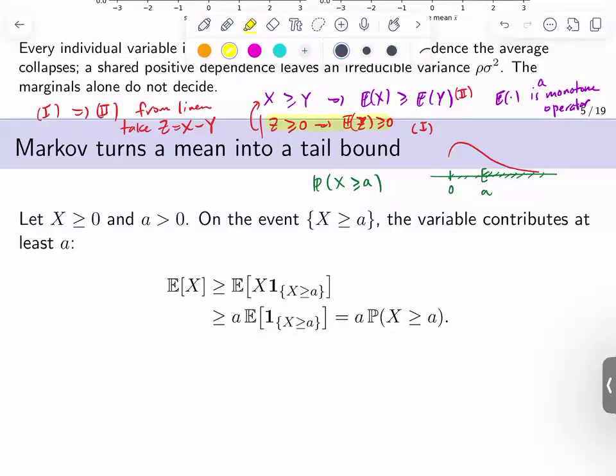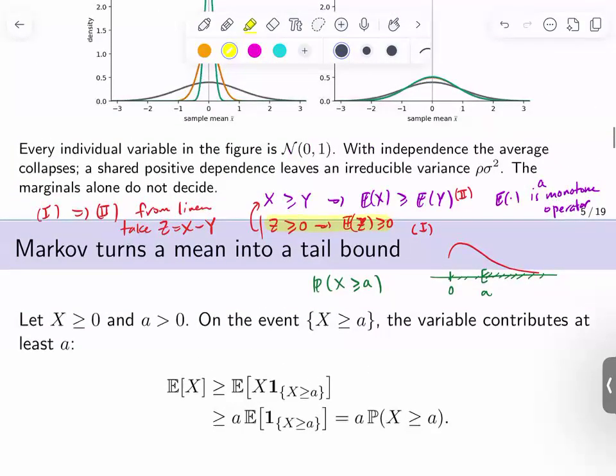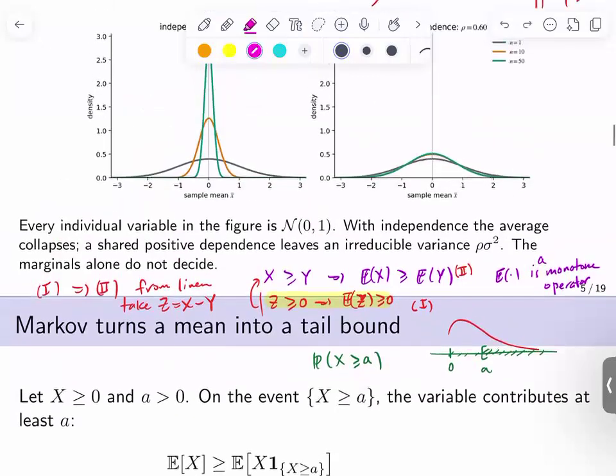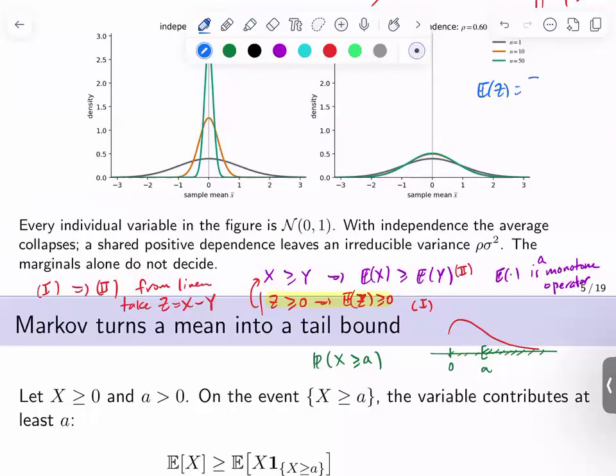And this follows if you remember what the expectation is. Imagine you have a discrete random variable. The expectation for a discrete variable is the values it takes times the probability that it takes those values. If the random variable is non-negative, these values are non-negative, the probabilities are non-negative, you multiply them, they're non-negative, you sum them, they're non-negative. So for sure the expectation is non-negative. It follows from the definition.